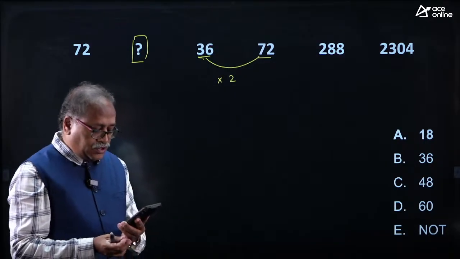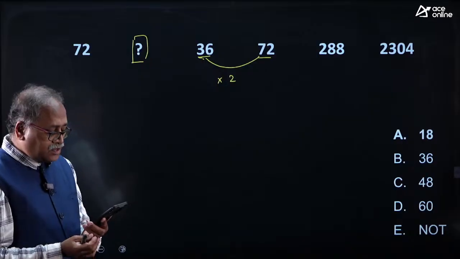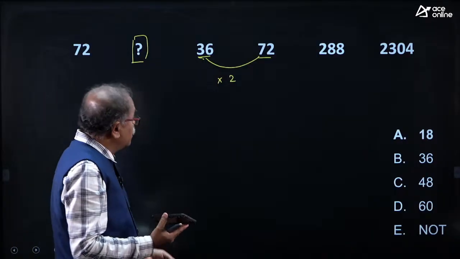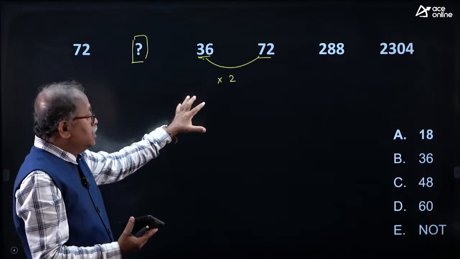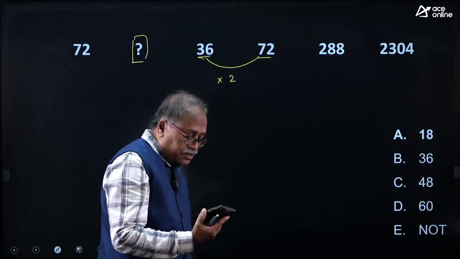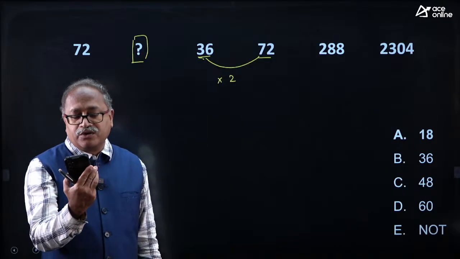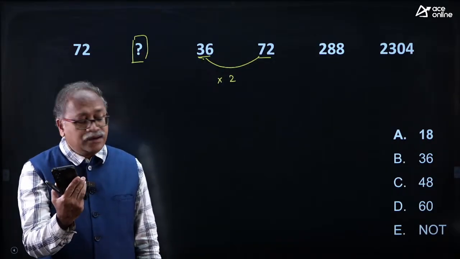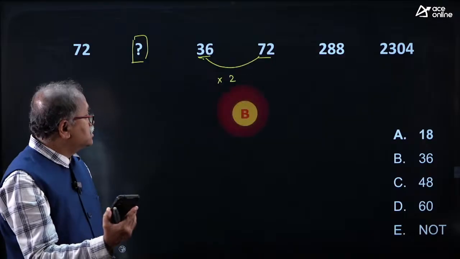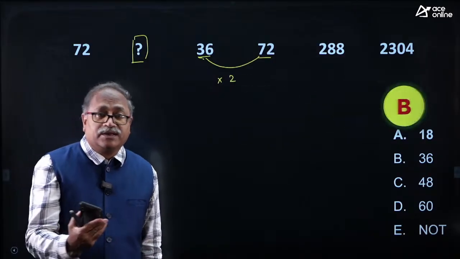Appal Naidu is saying 36 is the answer. He got the logic, and let me check whether Appal Naidu is correct or not. And Caroline is saying option B, 36. Yeah, both of you are right.